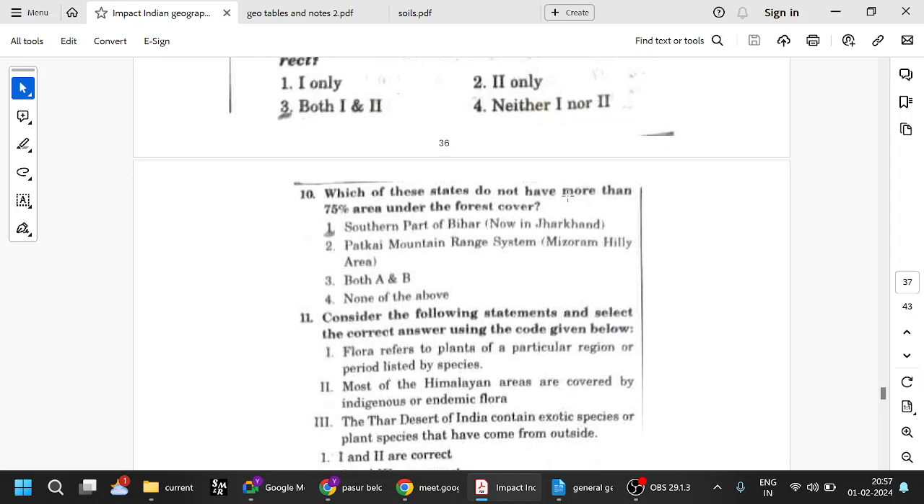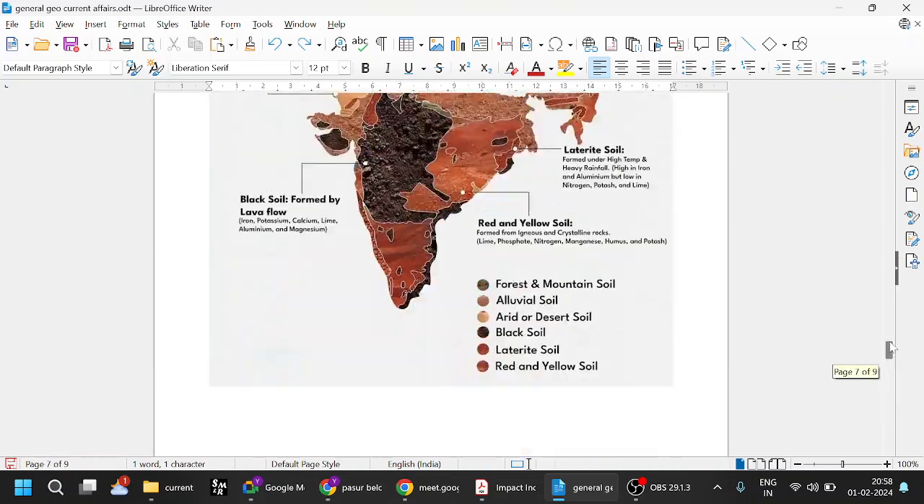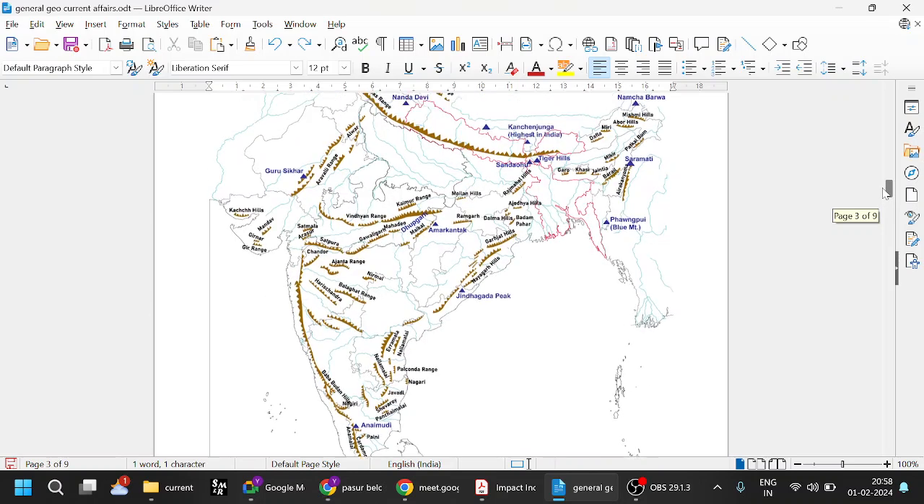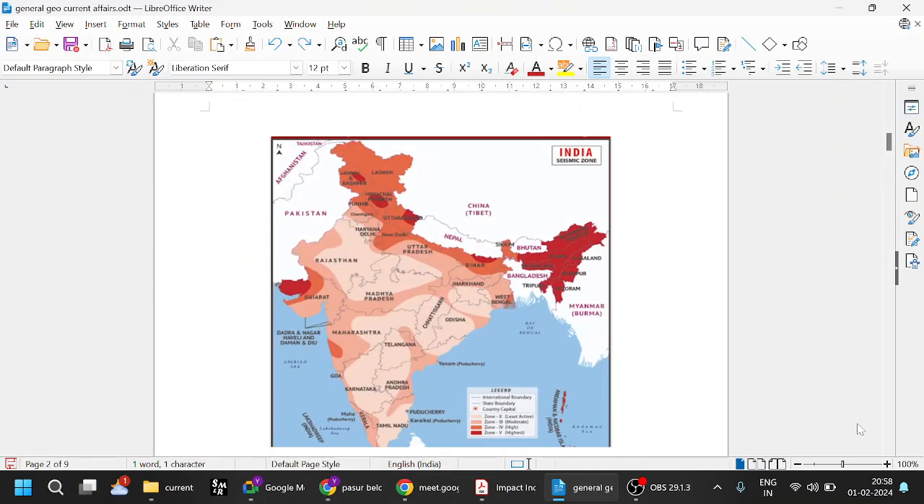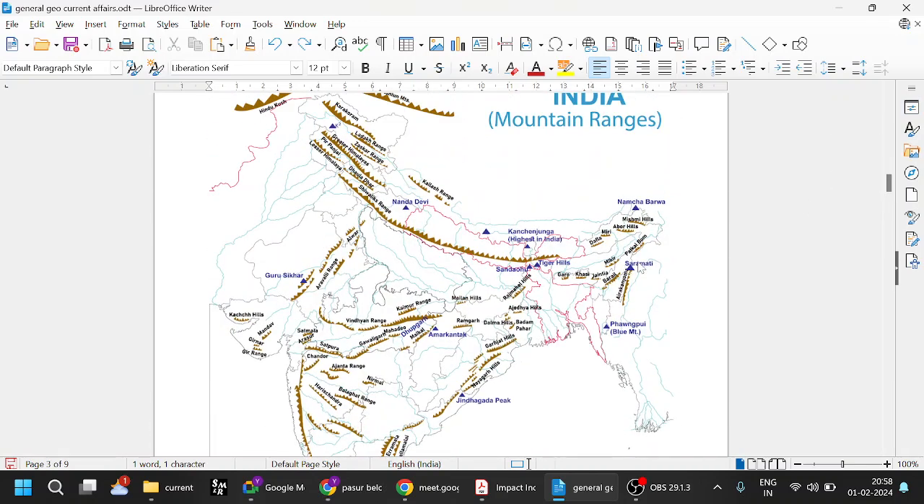Which of these states do not have more than 75% area under forest cover? So southern part of Bihar. Okay, we've seen the forest cover is very high in the northeastern region, and we've seen Madhya Pradesh has the highest area. Okay, Patkai Bum range we've seen in Mizoram. If you remember, Patkai Bum is here. Okay, see here. This is Patkai Bum. Oh, this is Patkai Bum.